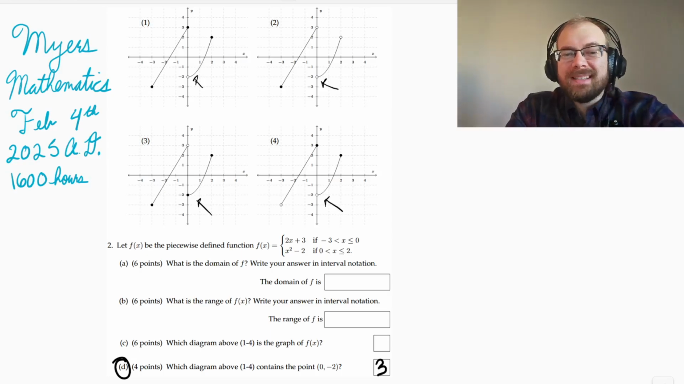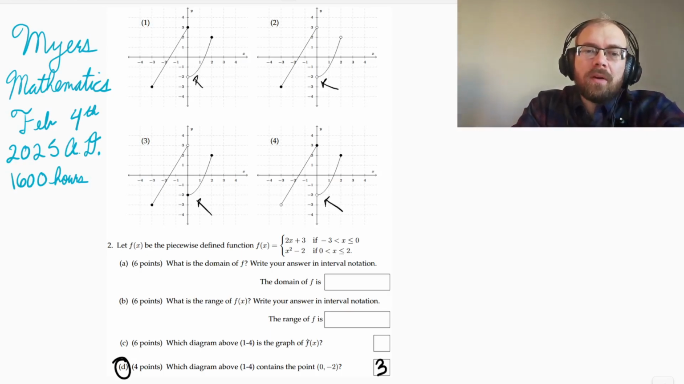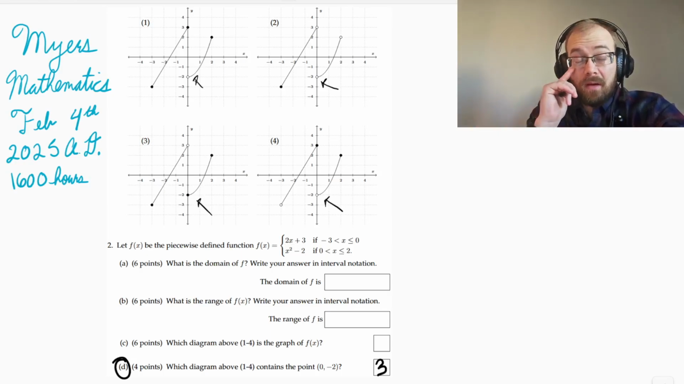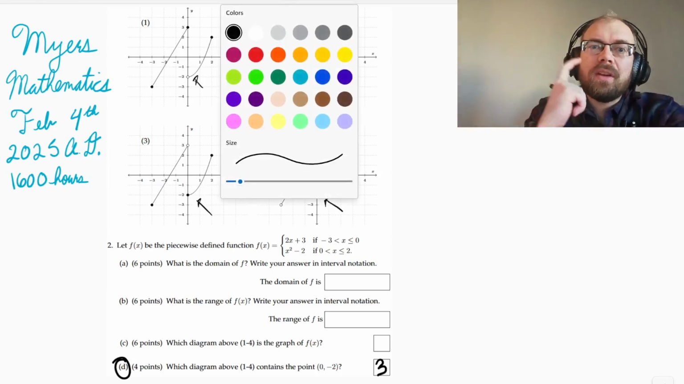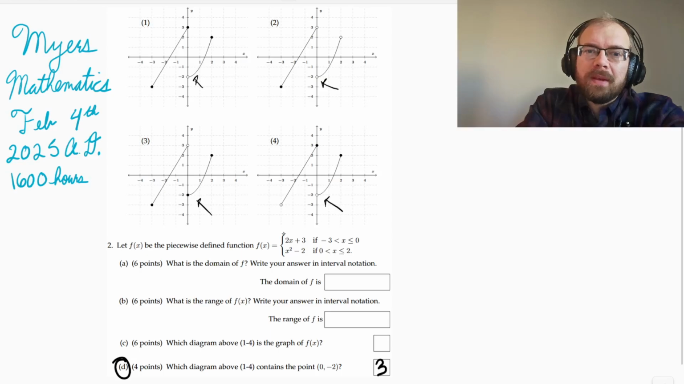So for part C, the diagram that is the graph of f is probably not going to be the same one, but it might be. Let's see. So we want to figure out which one it is, and in order to do that, let's look at the pieces. So I usually like to do 2 different colors for the different pieces. Let's do red and blue maybe. So blue for the first piece.